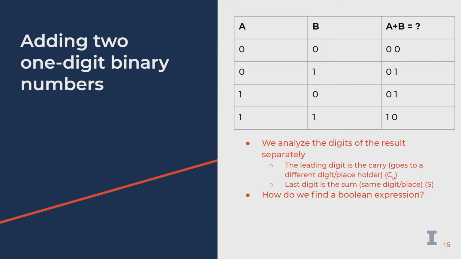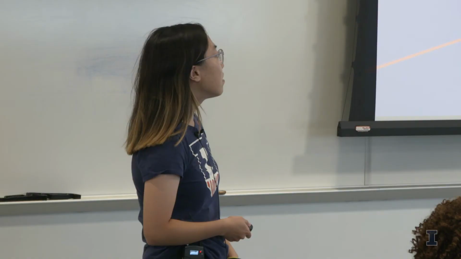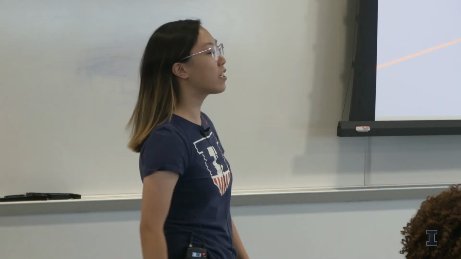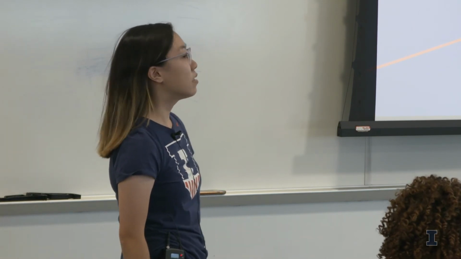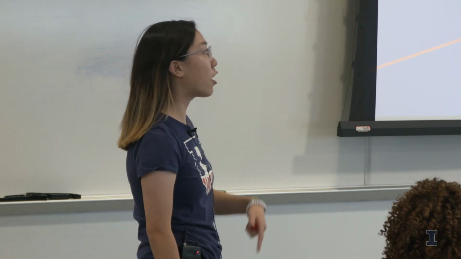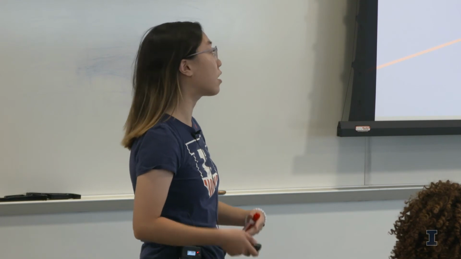So we need to figure out a Boolean expression that would give us the answers in the 1's place as well as the 2's place, which we're going to be calling our sum and our carry, to be carried to the next place. So how do we find a Boolean expression for these?